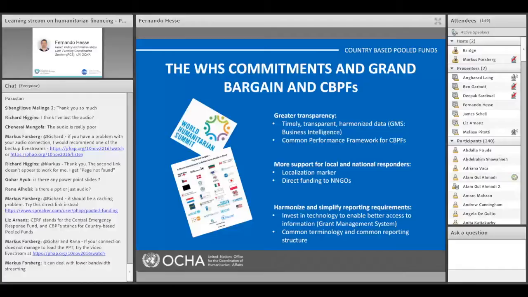OCHA is committed to optimizing the nimbleness and speed of CBPFs to enable a more effective humanitarian response and empower local and national NGO partners in the programming and delivery of assistance. This will require a concerted effort to diversify the donor base and reach out to new sources of funding.